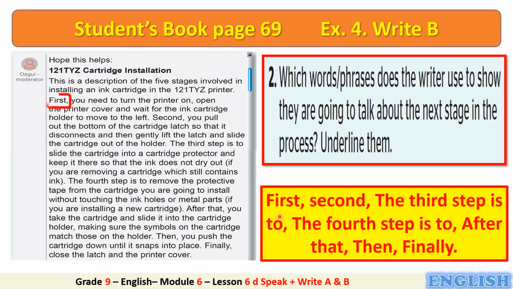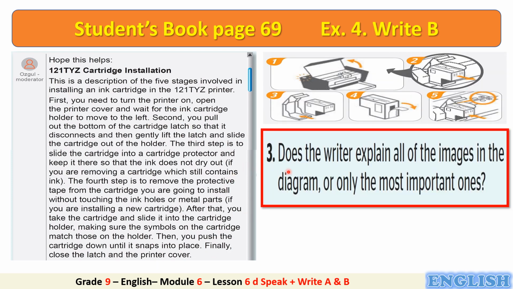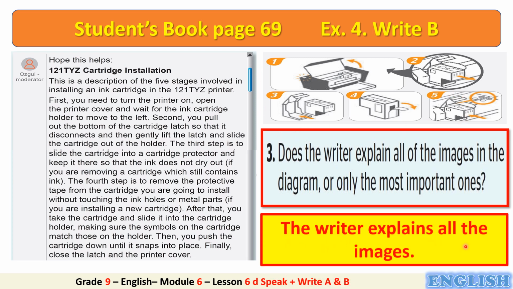First, second, the third step is to, the fourth step is to, after that, then, finally. Question number 3. Does the writer explain all of the images in the diagram or only the most important ones? As you read in the text, the writer explained all the 5 images. So the answer is, the writer explains all the images.